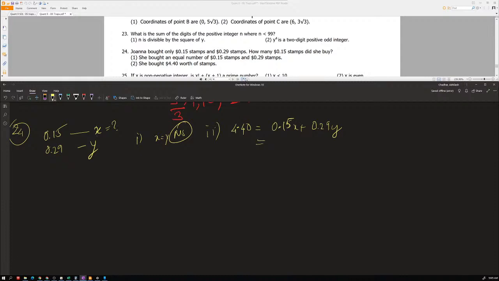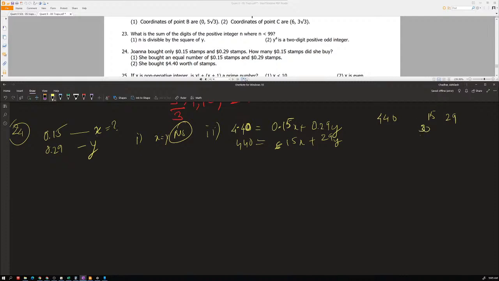So in that case, first of all I'll take out all the zeros to make it easier. So 29y is also divided by 10, 100 is also divided by 100, and 4.40 is also divided by 100. So I'll cancel the hundreds, which is 440 = 15x + 29y. So basically we have to get 440 from the combination of 15 and 29.